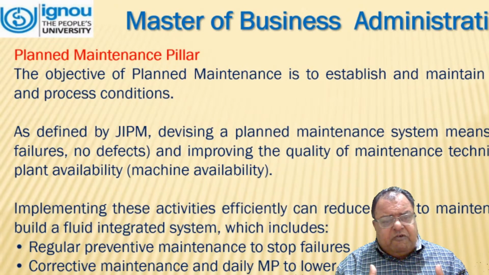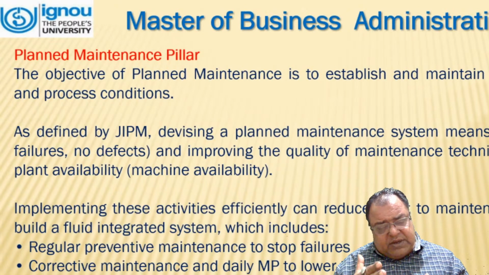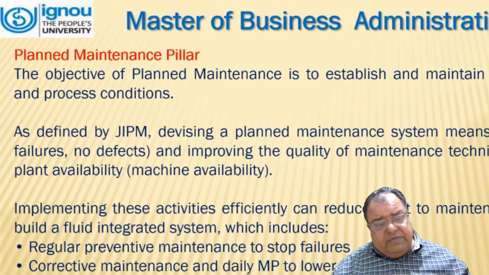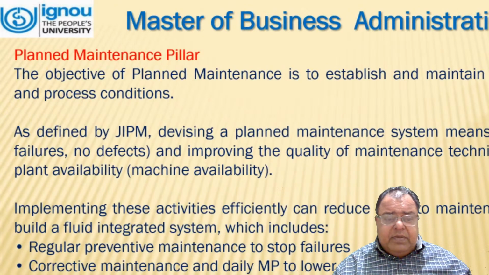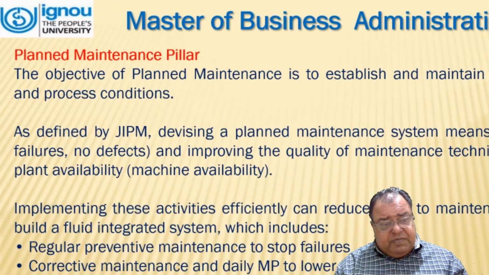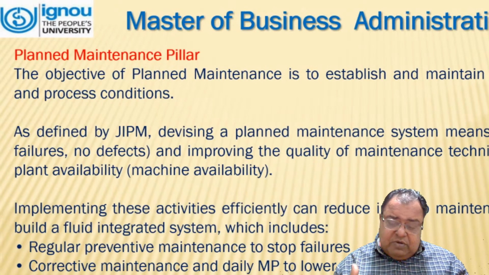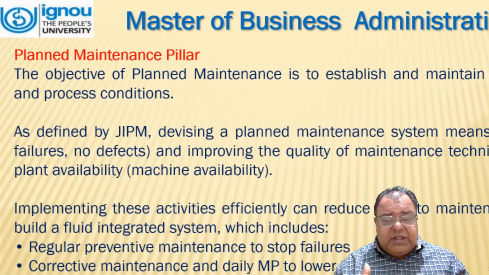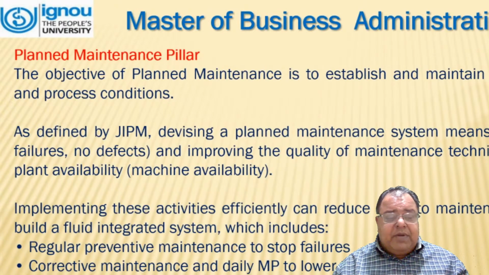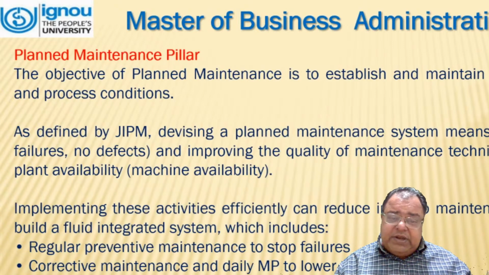The objective of planned maintenance is to establish and maintain optimal equipment and process conditions. As defined by JIPM, devising a plant maintenance system means raising output, no failure, no defects, and improving the quality of maintenance technicians by increasing plant availability, that is, machine availability.